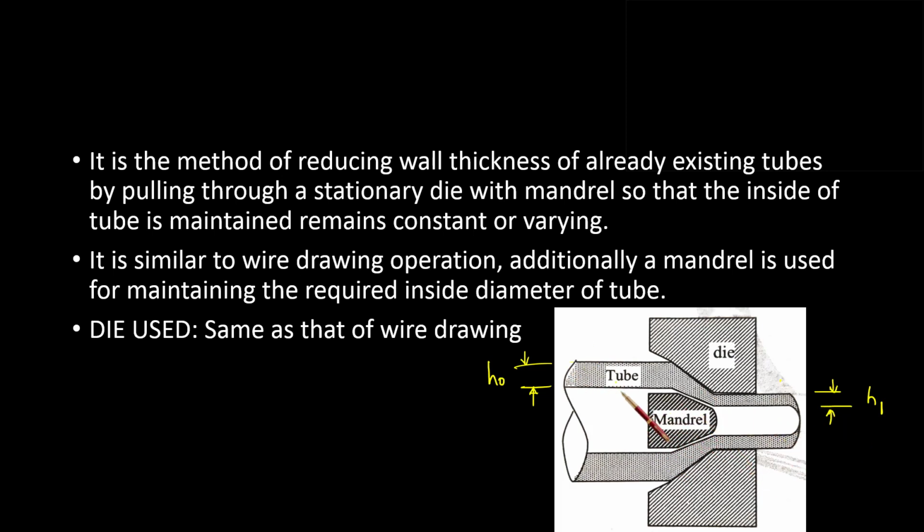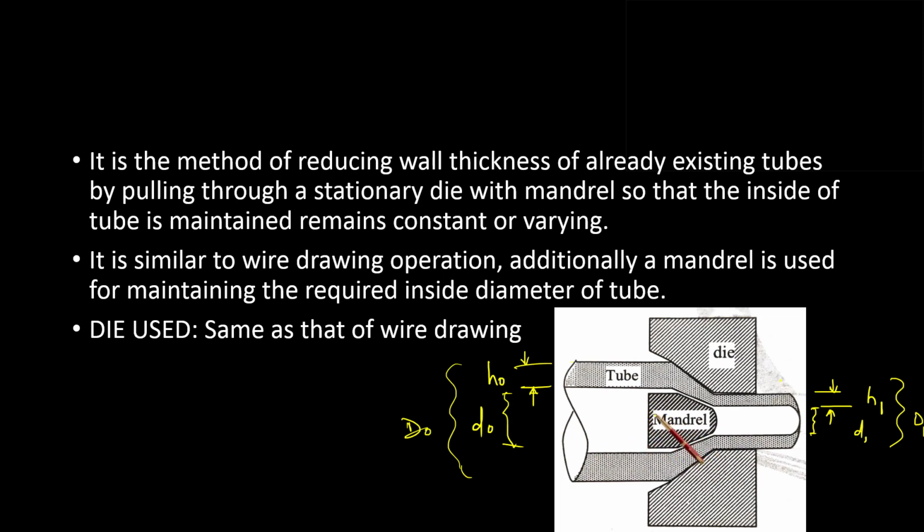Now in some cases even the internal diameter, from here to here, is also reduced. This is d0 and this is d1. So obviously the final diameter will also reduce. This is d0, the external diameter, and d1. The die will be the same as in wire drawing. The only thing is that a mandrel is used. One mandrel will be inserted from this side.